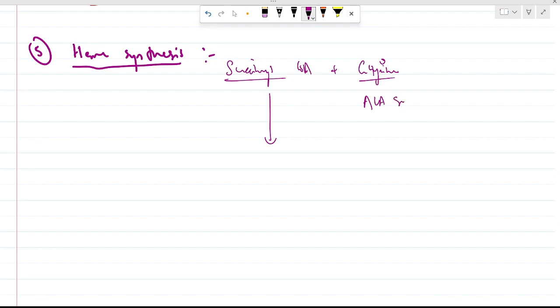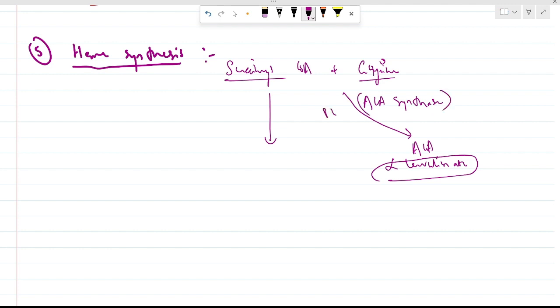ALA synthase. This ALA synthase is a very long reaction, with multiple steps. In short, just remember, in the presence of this ALA synthase, the succinyl CoA and glycine combine to form ALA, which stands for aminolevulinate. This ALA synthase requires PLP, pyridoxal phosphate, to form ALA. This upon successive reactions finally forms our heme.